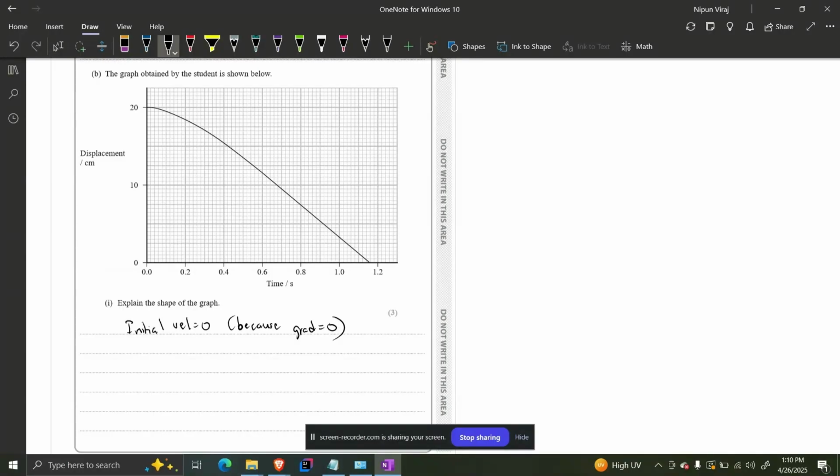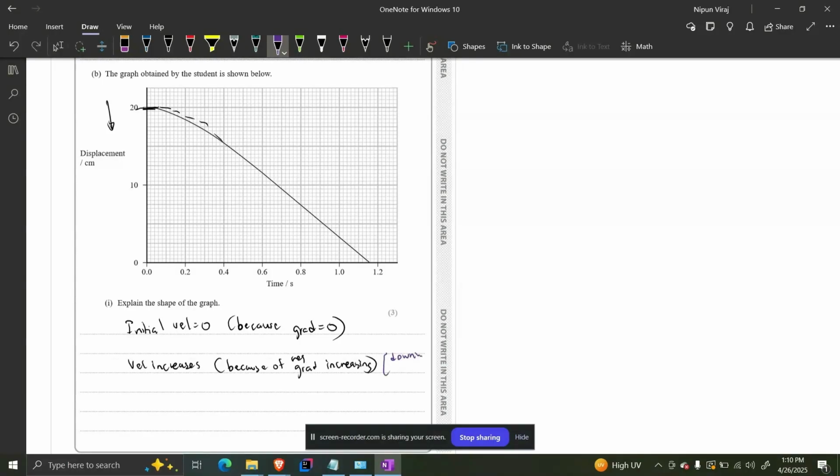Okay, so this is also considered downwards. Okay, then what happens? Velocity increases. See, velocity increases. Initially it was zero, it curved a little bit. Okay, velocity increases because of the negative gradient increasing. Why did this happen? Because there's a downward acceleration. Okay, that's the reason.